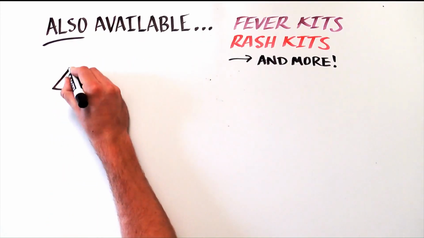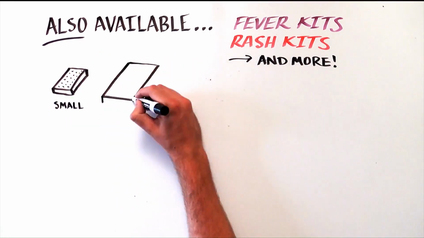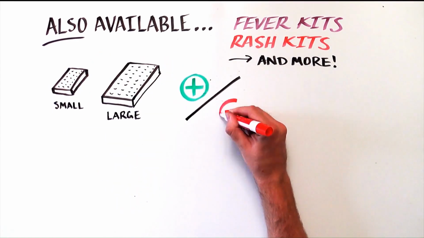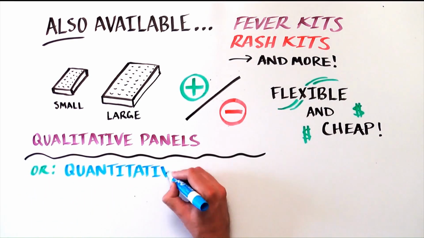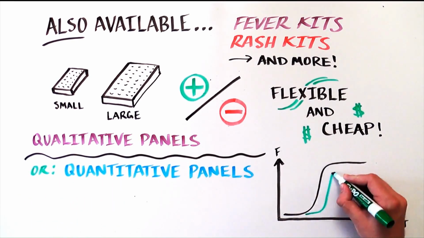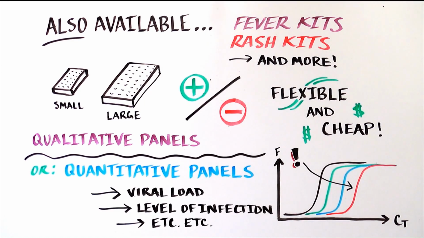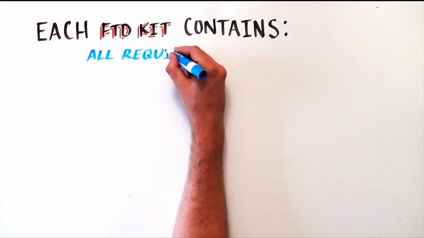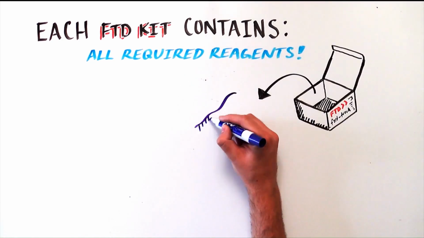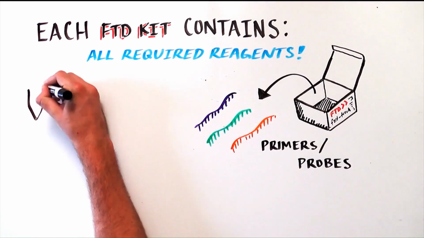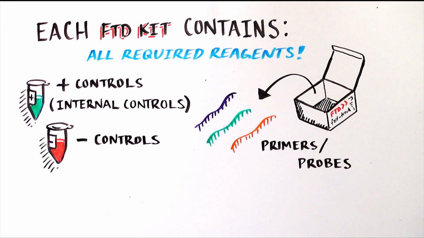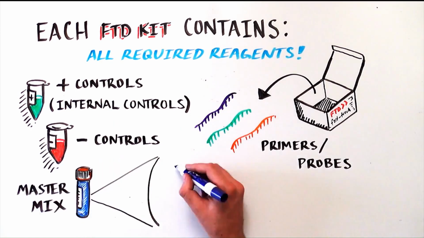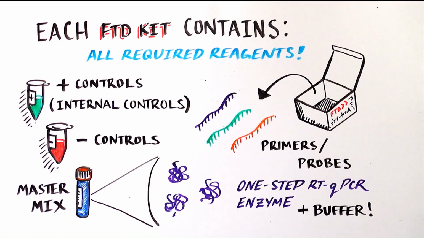We offer large and small panels of qualitative tests for screening and differentiation, many of which can be used in flexible combinations for cost-effective testing, and where an understanding of the viral load or level of infection is critical, we offer quantitative tests too. Our kits contain all the reagents required, including optimized primers and probes, pooled positive controls, extractable internal controls and negative controls, and Fast Track Master Mix, our one-step RT-qPCR enzyme.